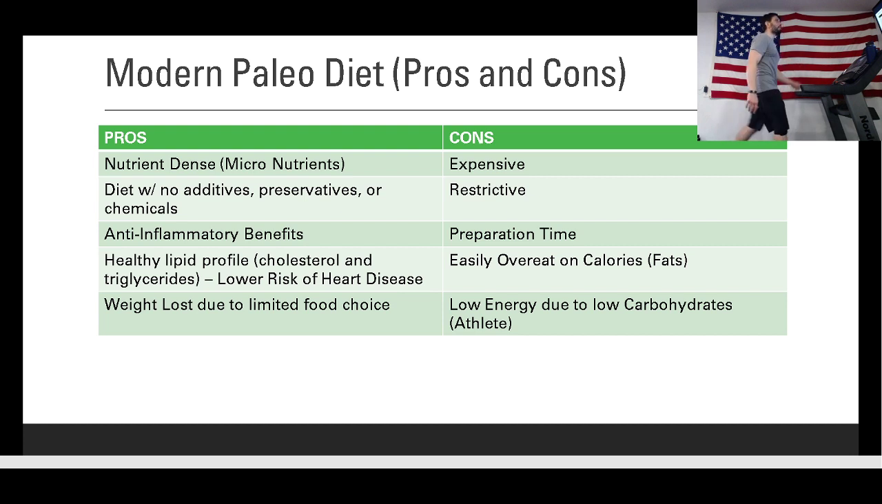All right, flipping back over to the pros, right? Healthy lipid profile. So what do we mean by that? We mean that with the paleo diet, you're getting a lot of good, healthy fats, right? It's promoting you wanting to get a lot of good, healthy fats, either from the meat consumption, or things like your olive oil, avocado oil, your nuts, your seeds, right? And so having a good lipid profile means you're going to have a great level of cholesterol in your triglycerides, which is ultimately going to result in a lower risk of heart disease, right?